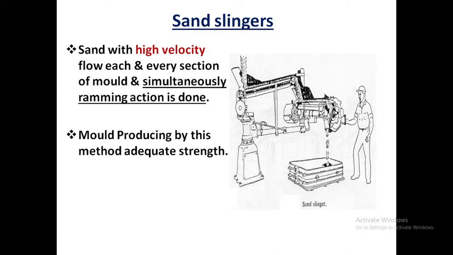Here, whatever the sand slingers are there, they fill the flask uniformly with sand under a stream of high pressure. If you see over here, this sand slinger fills the flask uniformly with sand under a stream of high pressure. They are used to fill large flasks and are typically operated by the machine.